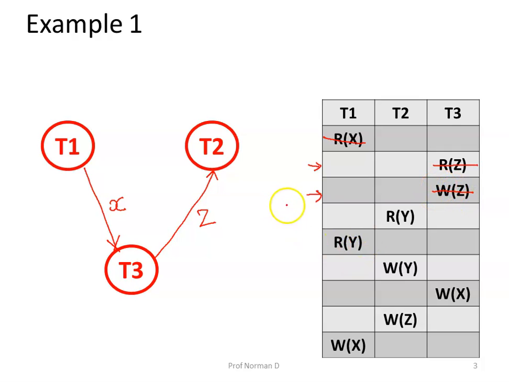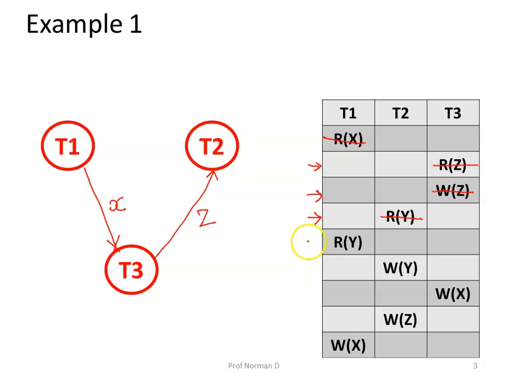Next we move to the next row. This time we have an instruction from transaction T2. This instruction will be compared with all the instructions from T1 and the instruction from T3. Read and read, there is no conflict. Read and write with X, there is no conflict. Read and write X, there is no conflict. So this is also done.